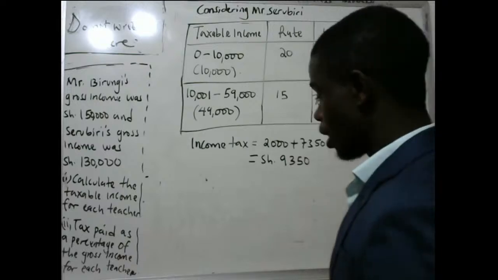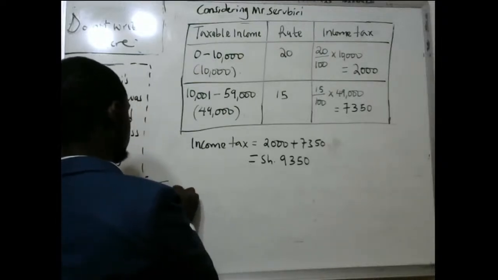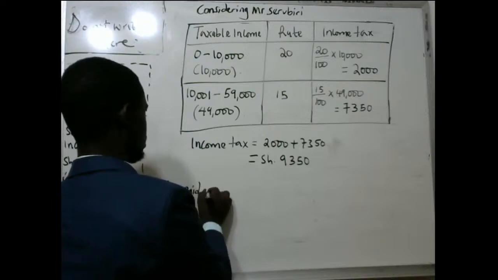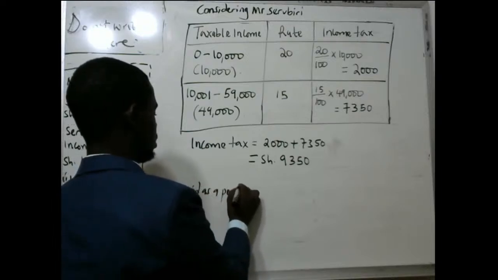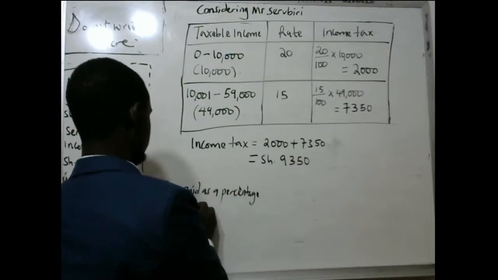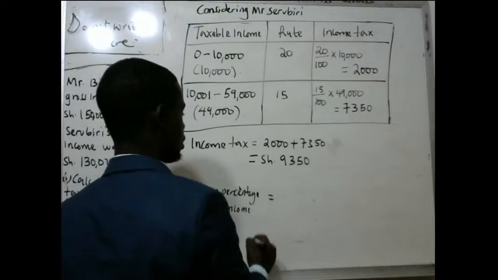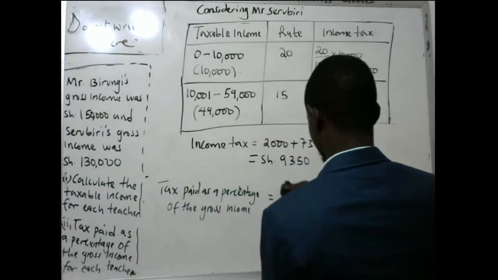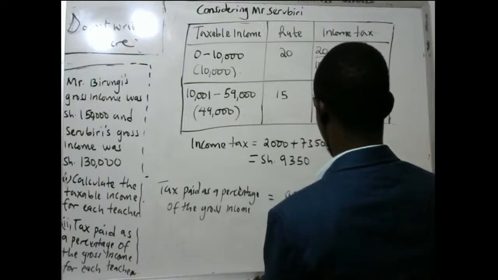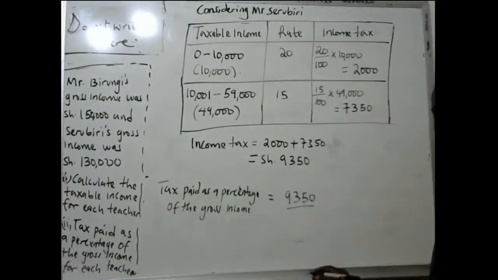That is the income tax. So after getting the income tax, what was the question telling us? Tax paid as a percentage of the gross income. Not so? So tax paid as a percentage of the gross income is equal to 9,350 over what? Over the gross income of this man.